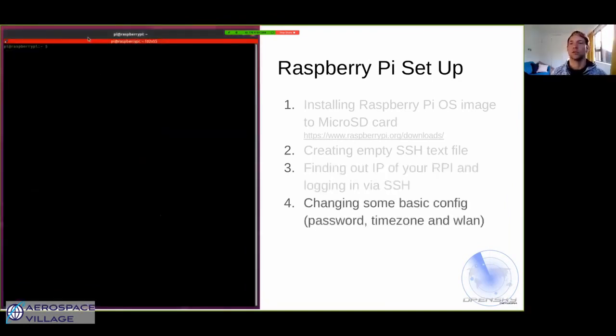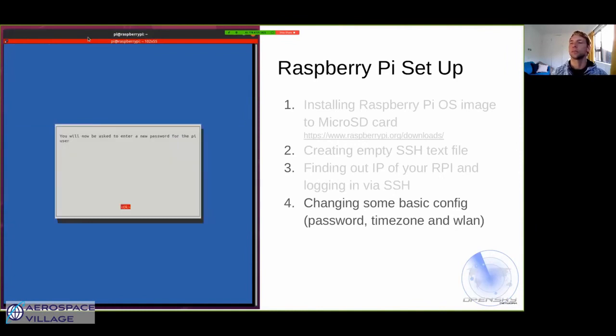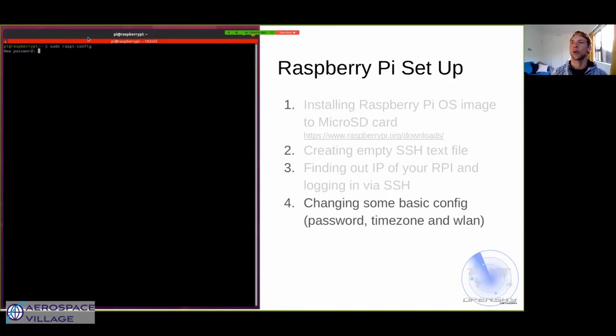Next, we are going to change the default password, configure the time zone, and optionally configure wireless LAN. So to do this, let's start raspi-config. Then select change user password. And enter a new password twice.